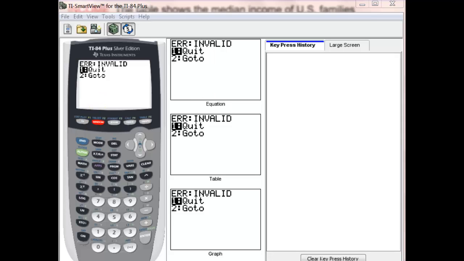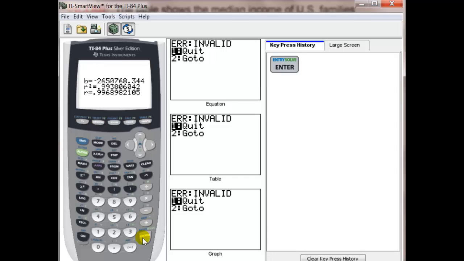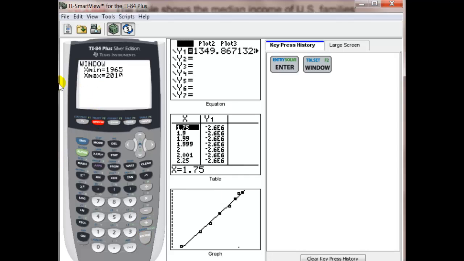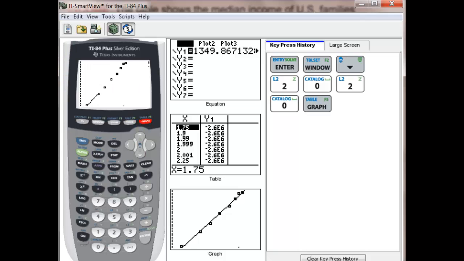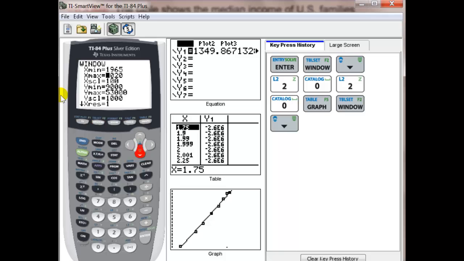If you press window, it's not going to do anything because it's telling us to either quit or go to. So I need to quit. Now when I press window, I can now adjust my window. Let's make it maybe 2020. Now when I press graph, our graph again shows up with our line. I might need to adjust our Y's a little bit. Let me adjust our Y's a little bit. So if I adjust our Y's, 53, let's go 60.